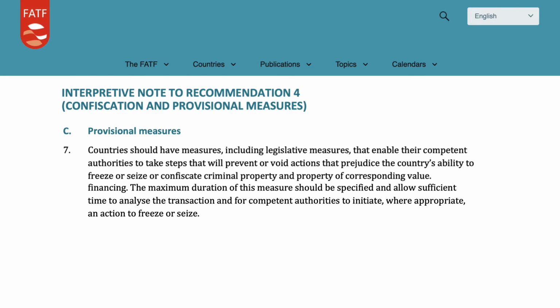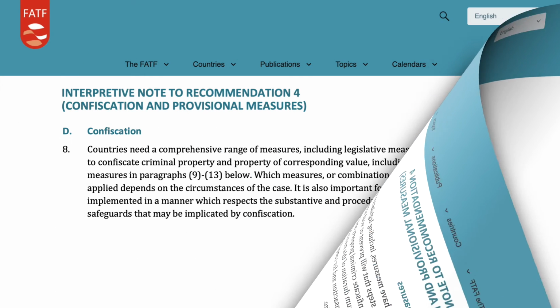Interpretative Note 7, still on provisional measures, emphasizes that nations ought to possess mechanisms, including legislative provisions, empowering their competent authorities to undertake actions preventing or annulling actions that jeopardize the nation's capacity to freeze, seize, or confiscate criminal assets and assets of equivalent worth.